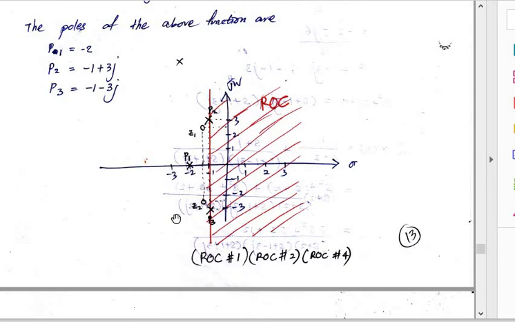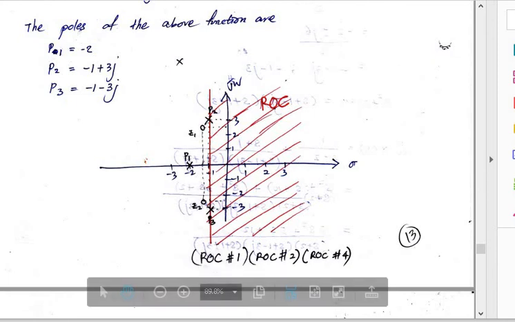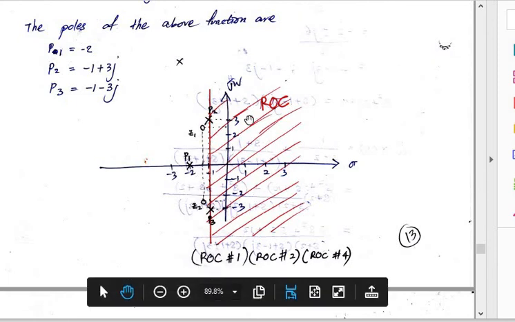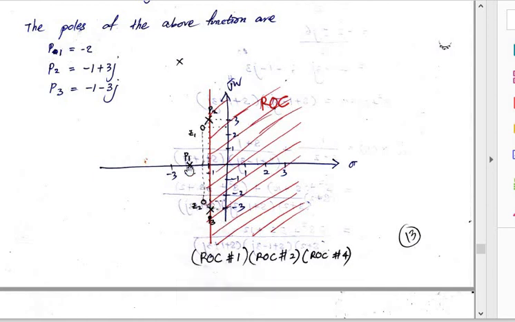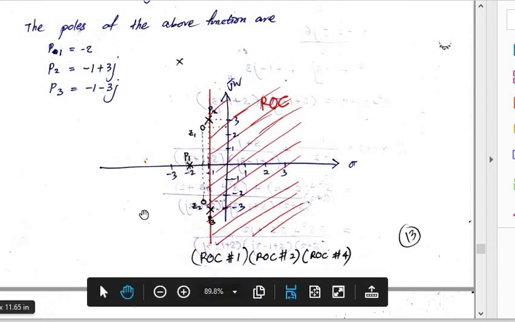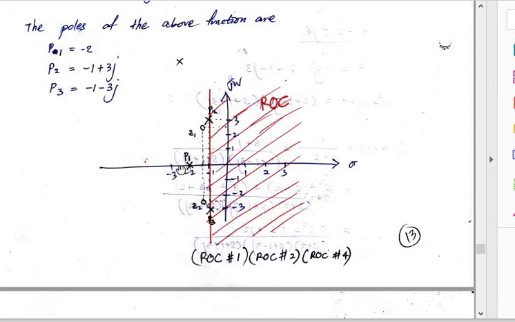ROC property 1 states that it should include the j omega axis, so it must have this j omega axis. Property number 2 is that the ROC cannot include any poles, so let's say P1, P2 and P3. So you cannot include, let's say, this one. Is this left-sided or right-sided? This should be right-sided. This is a right-sided signal.